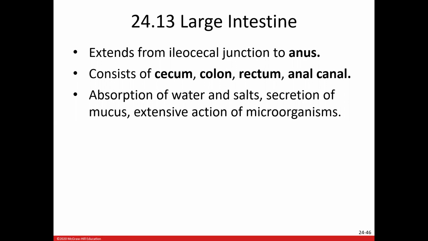It has the cecum, that's the first section, the colon, which is broken down into three smaller sections, the rectum, and the anal canal. The large intestine is all about just reabsorbing water and various salts, as well as dealing with any sort of microorganisms that may be in this section of the GI tract as well.